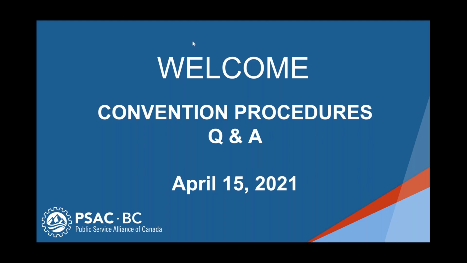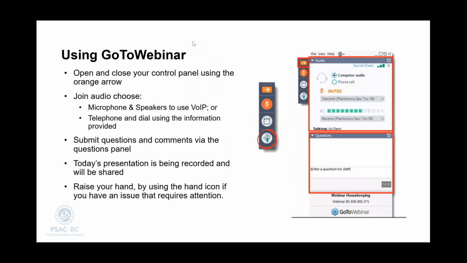Just from a procedural perspective, I don't know how many people are familiar with using GoToWebinar, but to open and close the control panel, you use the orange arrow button, usually found at the top right of the screen. You can choose to join using two forms of audio. You can use the microphone and speakers through voice over internet protocols, so through your web browser, or you can use telephone and dial in using the information that is provided. You can submit questions and comments via the question panel.